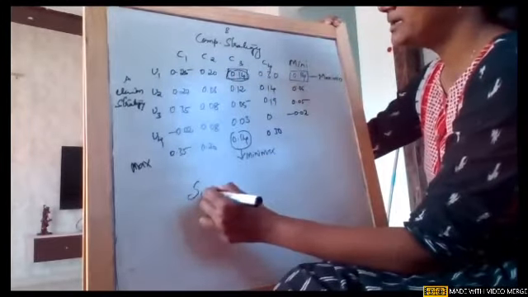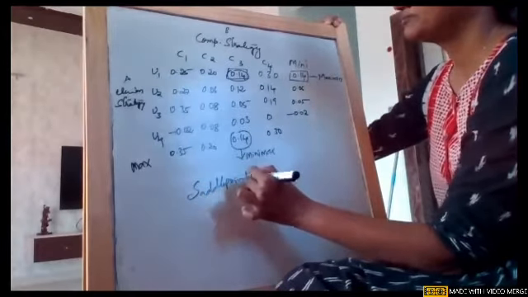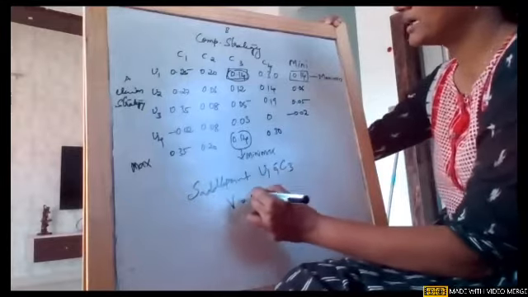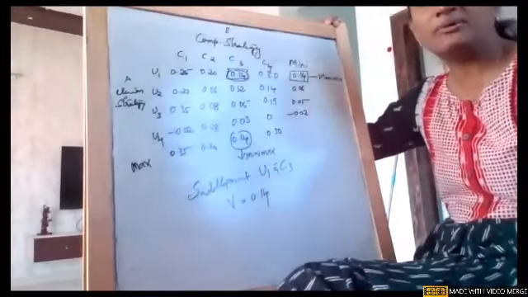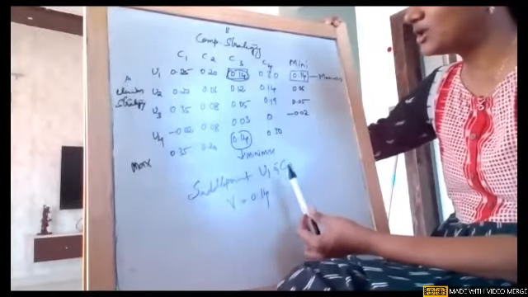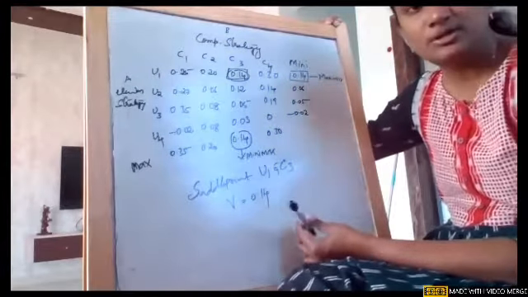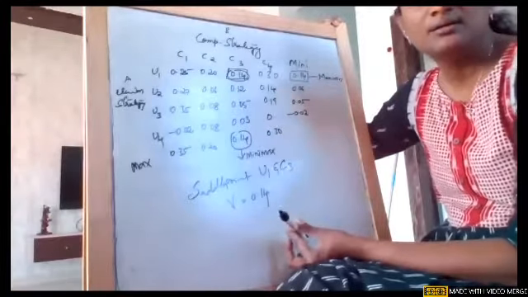The saddle point is U1 and C3, where the value of the game is 0.14. They asked in the question what the optimal strategy for the union is. It is strategy 1, and the optimal strategy for the company is C3. This is how you need to interpret the question.